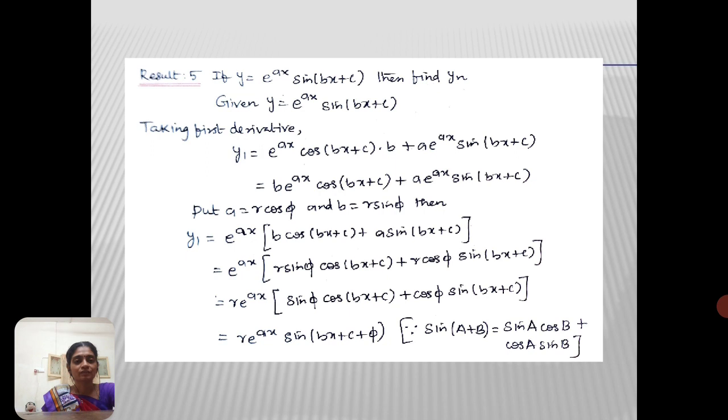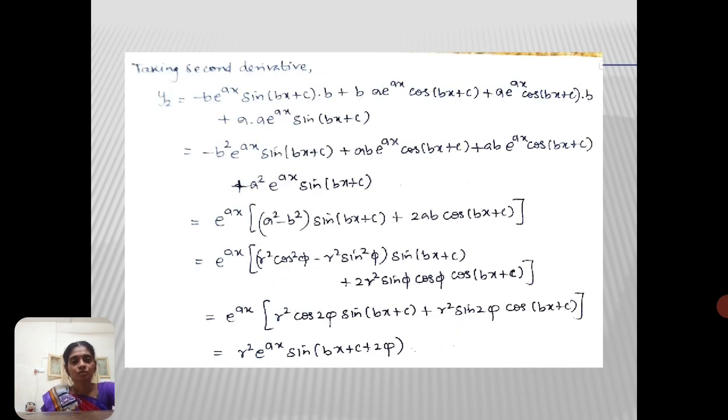Here we have to make use of the substitution a equal to r cos phi and b equal to r sin phi. Then y1 will be e^(ax) into r cos phi cos(bx+c) plus r cos phi sin(bx+c). Now we take r outside, we get r into e^(ax) into sin phi cos(bx+c) plus cos phi sin(bx+c). This is in the form sin A cos B plus cos A sin B. So we can make use of the formula sin(A+B). So we arrive y1 equal to r into e^(ax) sin(bx+c+phi).